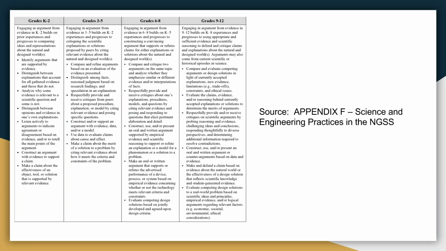Yeah, so just kind of building on what Linda just said, evidence is still at the forefront, but now with the evidence, we want to start looking at limitations that the evidence has, and also some of the ethical issues that arise with the data and evidence that we're looking at. And then as we get farther down, where we're going to start making oral and written claims, the big difference with 9 through 12 is they have to start defending their claims based on the evidence that they're using, and also be willing to evaluate competing designs and solutions.